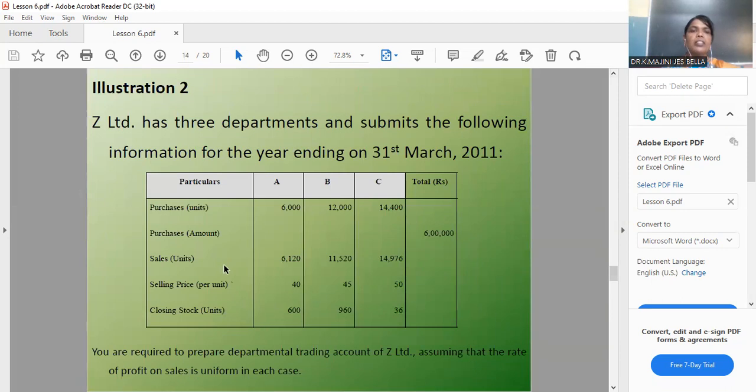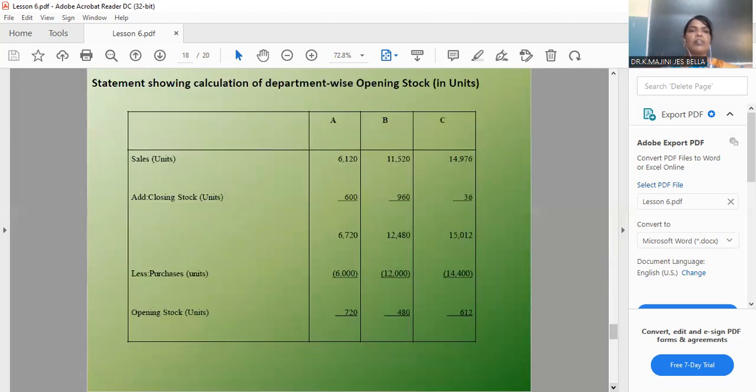You come here, sales units: Department A 6,120, Department B 11,520, Department C 14,976. Okay, first you have to write it. These are the sales units for Department A, Department B, Department C. Then we'll add the closing stock. For all the items we are going to take only the units.